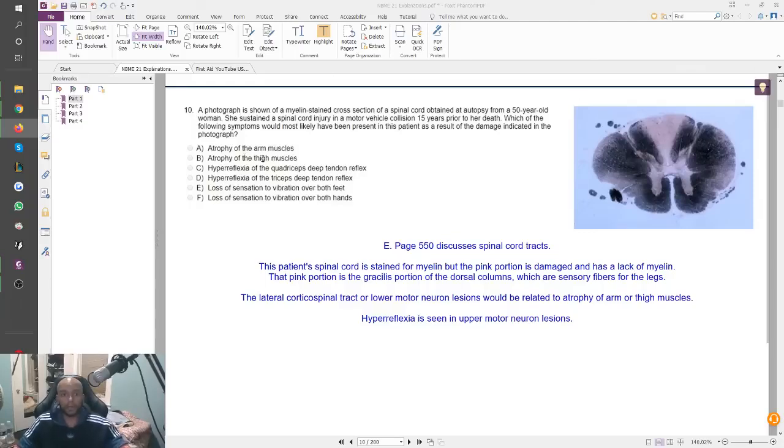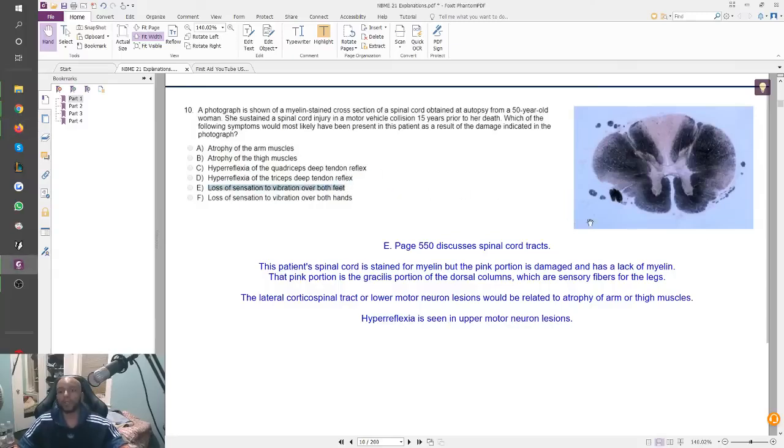Which of the following symptoms would most likely have been present in this patient as a result of the damage indicated in the photograph, right? So now you're thinking, where's the damage here? Is it this thing here, or something happened here? So you look at all your answer choices. Now, the correct answer here was E, loss of sensation to vibration over both feet.